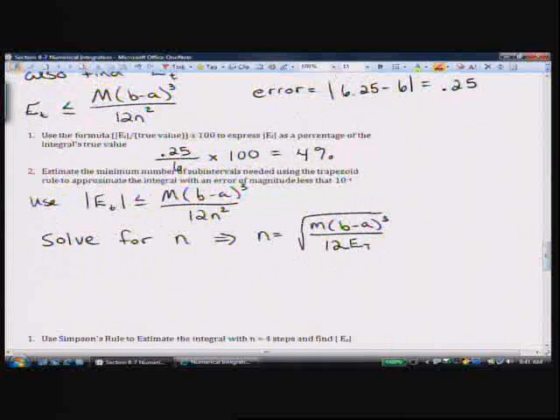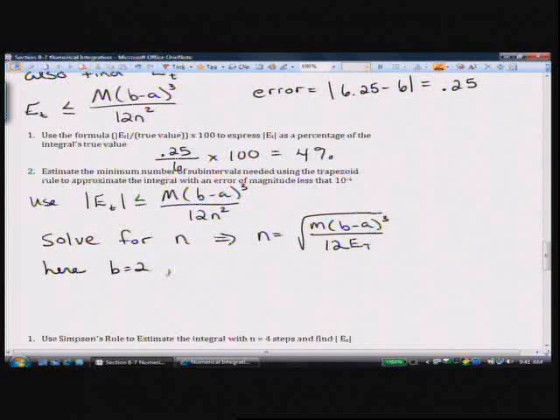I know that b is 2, and a equals 0. I know that they want the magnitude of the error to be less than 10 to the negative 4. So E of t is 10 to the negative 4. That's how accurate I want it to be. Tenths, hundredths, thousandths, ten-thousandths. They want it to be to the nearest 10,000th. That's what they're saying. All right, and then we need to get this m.